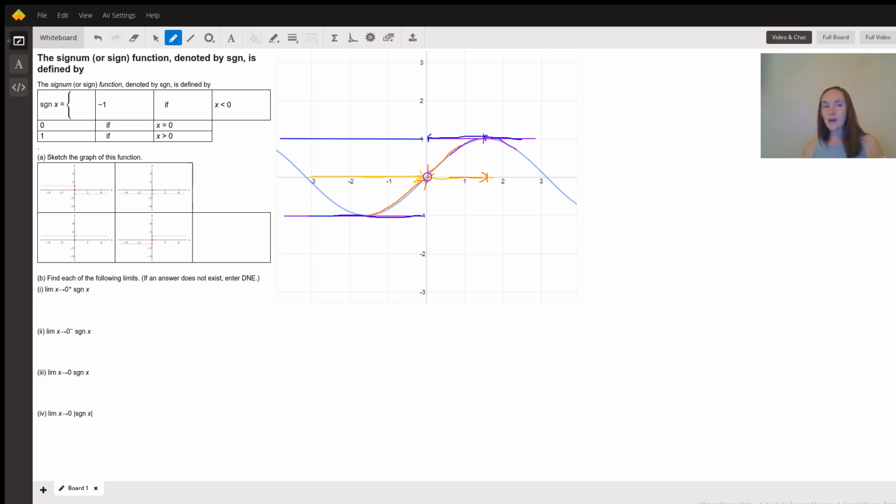So it doesn't matter that sign of x equals 0 when x equals 0. The limit as x approaches 0 doesn't have to be 0. Now that means this isn't a continuous function, because the limit doesn't equal the value of sign of x at 0. So that's one of the interesting things that this problem is also pointing out.